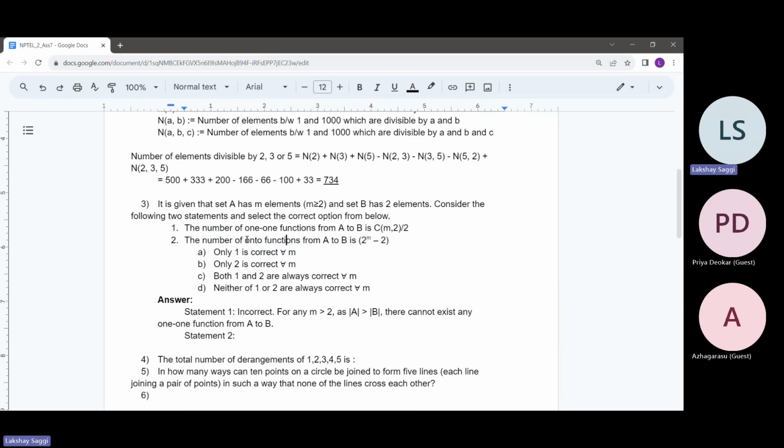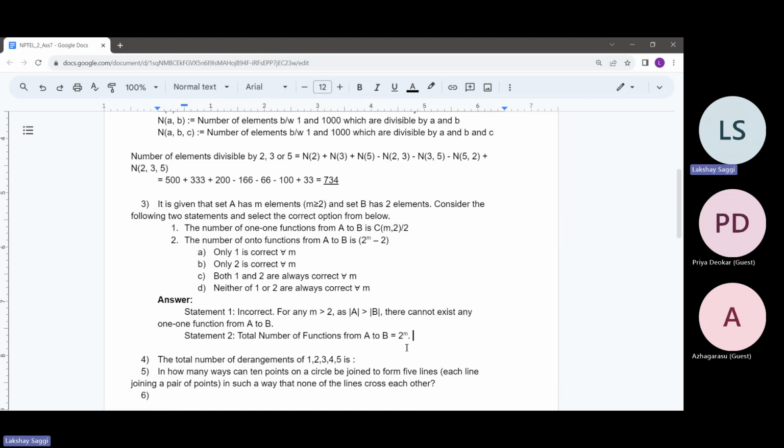So what will be the total number of functions from set A to set B? Would anyone like to answer in chat? I'm asking what will be the total number of possible functions from set A to set B? Okay, maybe I should answer this myself. So the total number of functions from A to B is, I'm claiming, 2 raised to the power m.